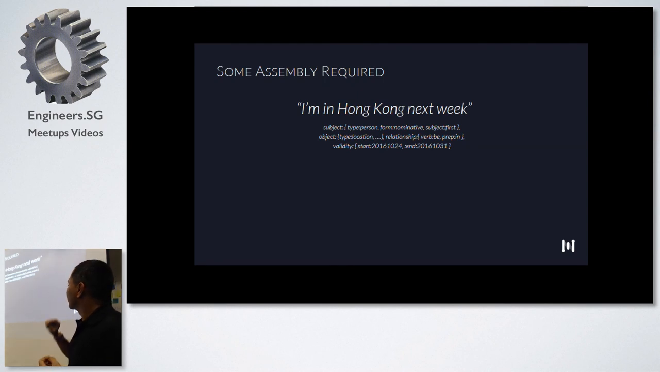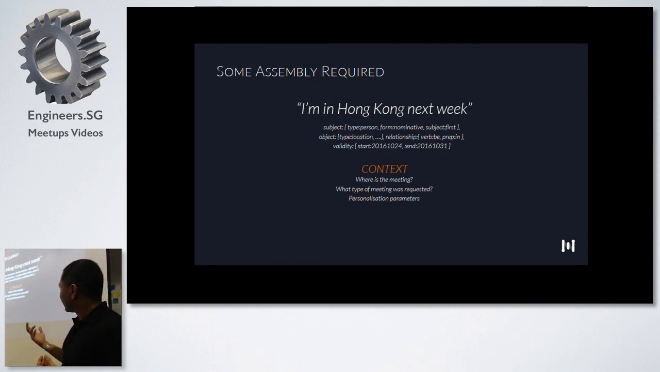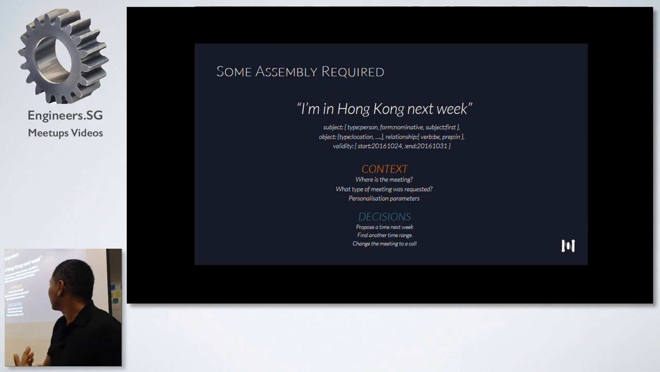So you first need to capture this, store it, and then you need to reason from this, because it depends very much on what you're trying to do. In the context of an AI meeting assistant, chances are we're scheduling a meeting. We need to bring in the context of the conversation and figure out where this meeting is. Is this meeting going to be in Singapore? Am I organizing a meeting in Hong Kong? Is it a call? Does this person have any personalization parameters, like no calls beyond a certain time, or I only do calls on Mondays, Wednesdays, or Fridays? Only after you take in the context plus the fact are you able to make some decisions.